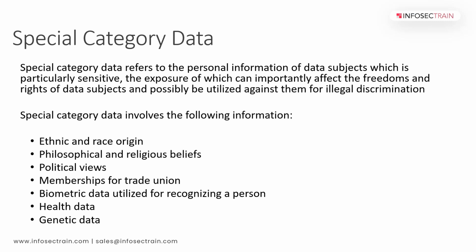Political views, I do not want to be considered as left or right or whatever political parties there are. Membership of a trade union, that's also just personal. I don't want it to be available in public. Then the biometric data utilized for recognizing a person. All this information should not normally be available. Then health data. We already have seen that in HIPAA. And the genetic information that is going to be there. Genetic information is different from health data.